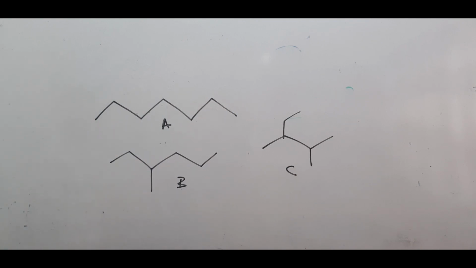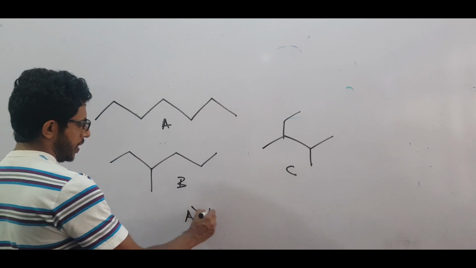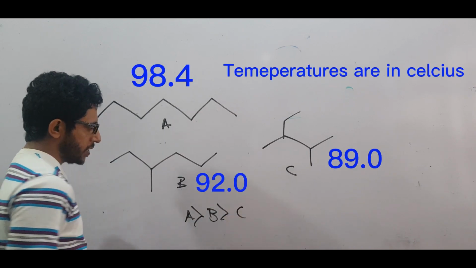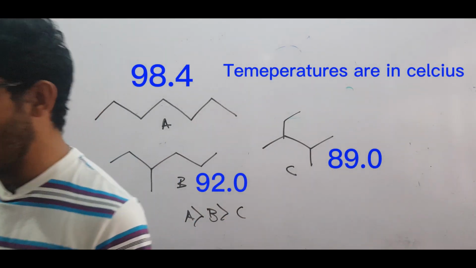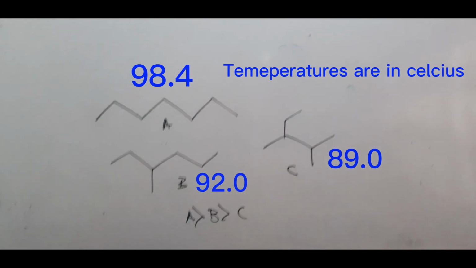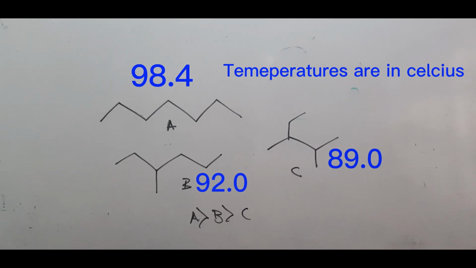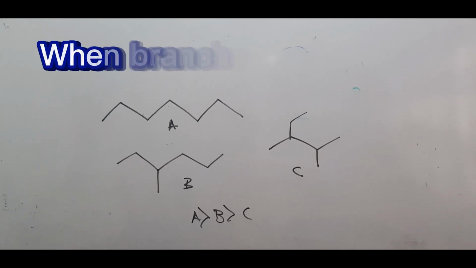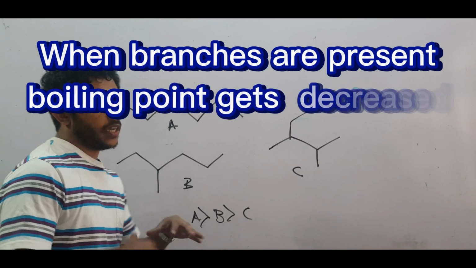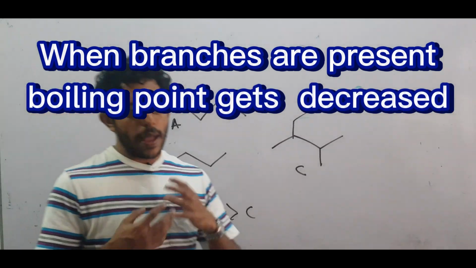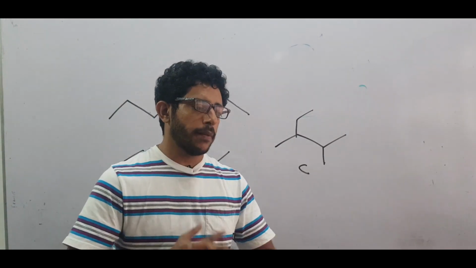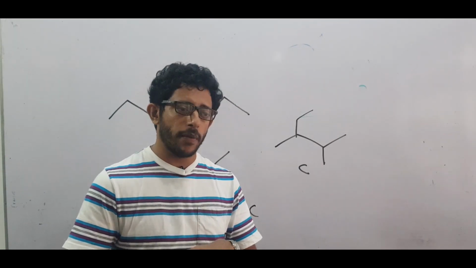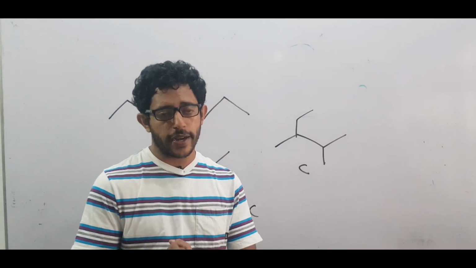explain the trend in the boiling point. A has the highest, followed by B, and the lowest is C. So the simple idea is, if the molecule has branches, its boiling point decreases. The reason is, when there is a branch, its surface area decreases, so the ability to have contact places, the ability to form London forces, decreases.